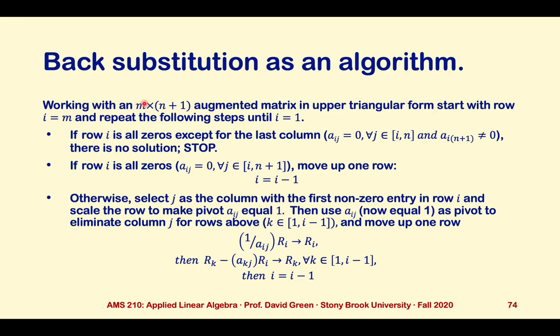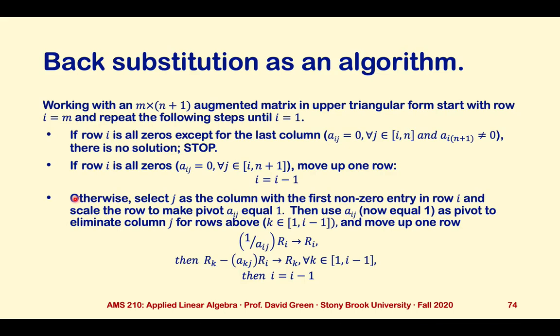Working with our m by n plus 1 augmented matrix in upper triangular form, we start with row i equals m, the last row, and repeat until we reach i equals 1, the first row. If row i is all zeros except for the last column, there's no solution; stop, don't move forward. If row i is all zeros, that's kind of a meaningless row. It's a row that doesn't have a lot of information in it. We simply move up to the next row, demonstrated here.